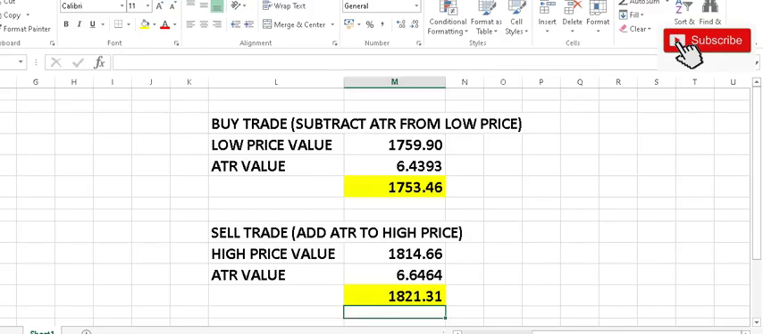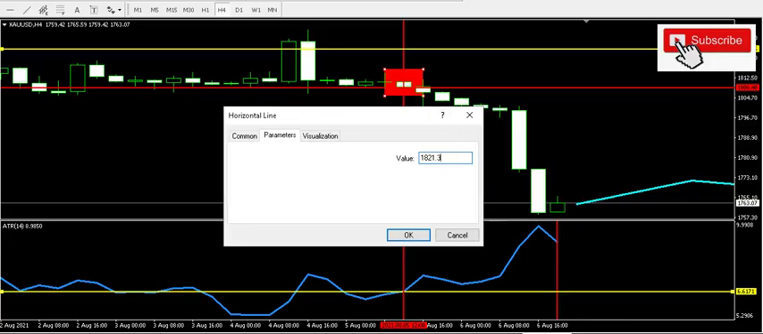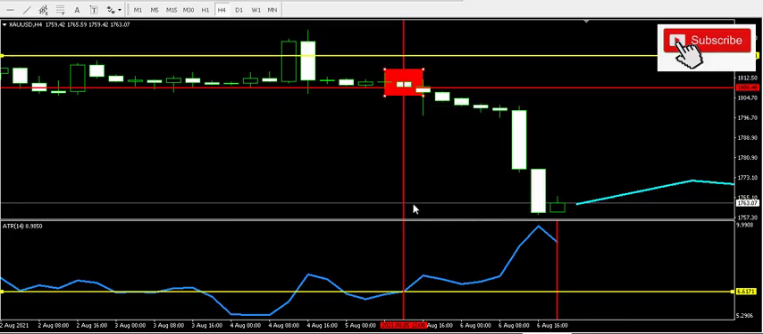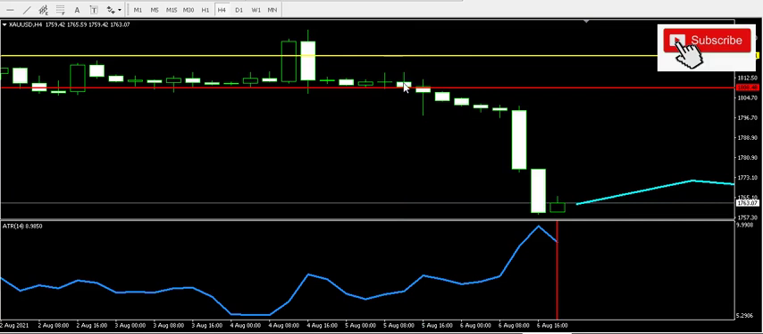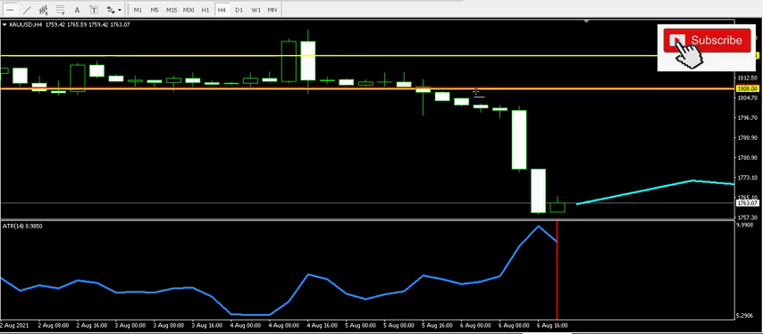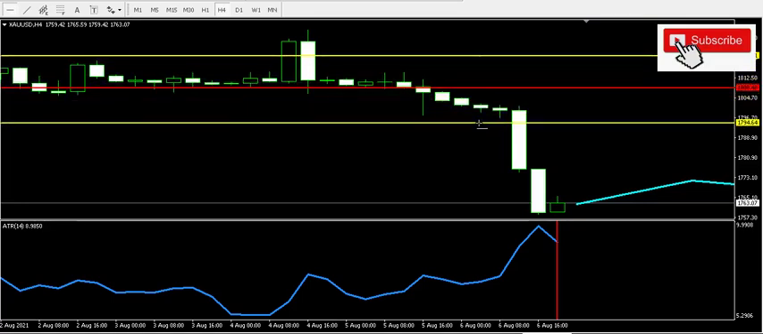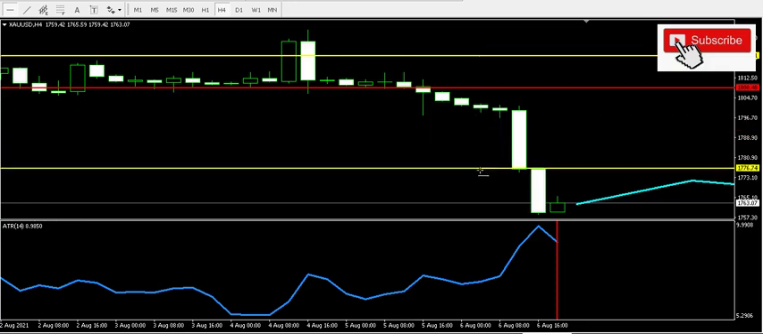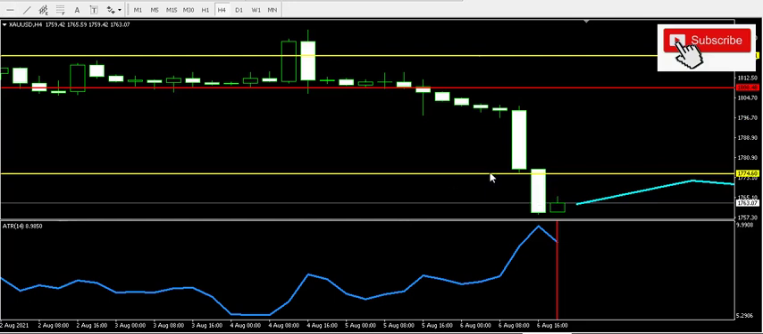Let me get it again. 1821.31. Okay, that's the stop loss. So if you are to place a sell trade for this candle, your stop loss will be here using the ATR value. Now you can multiply the depth times 3 or times 2. If you are using a risk reward ratio of 1 to 3, multiply it by 3. Okay, that should give you somewhere around there for you to take your profit.